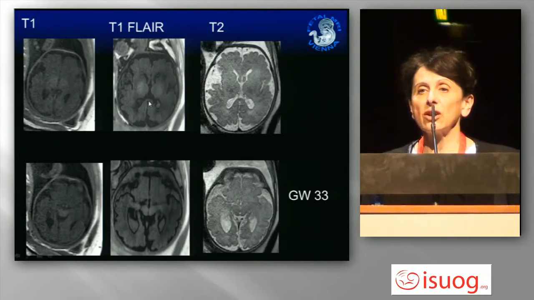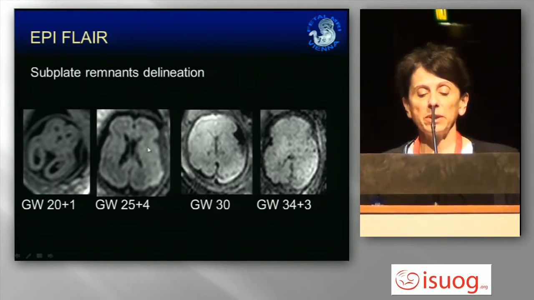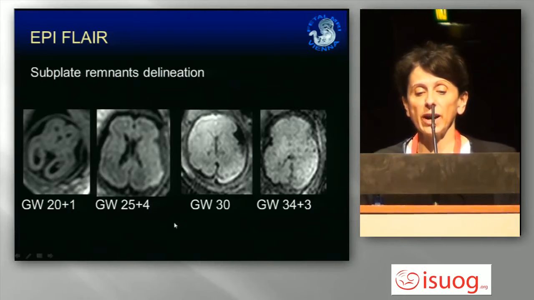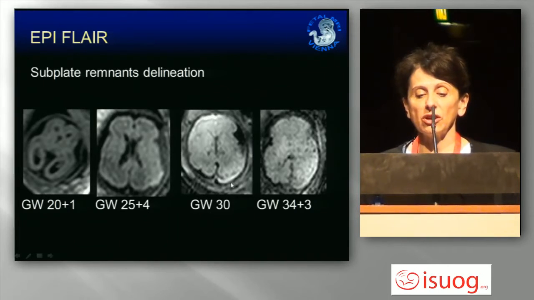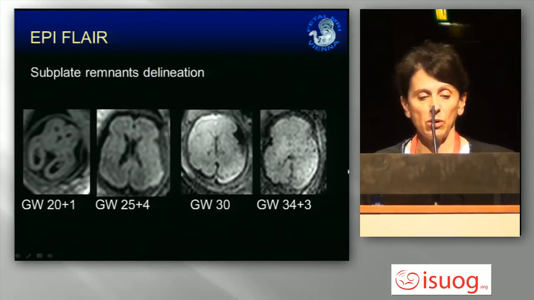T1 weighted contrast can also be achieved with another type of sequence that we call the FLAIR sequence. I will show you when we use it. At first, you know the subplate resolves after gestational week 28, but it does not resolve at the same time in every part of the brain, and it stays longest in the frontal parts. And if you really want more information on whether brain development is going on normally or not, you can use this sequence because it will show you the age-related remnants of the subplate better than using T2 only.